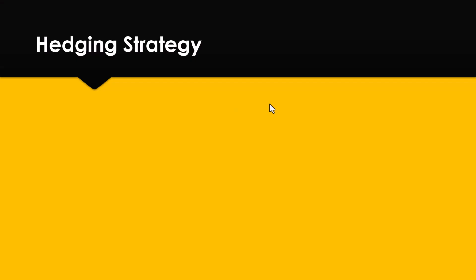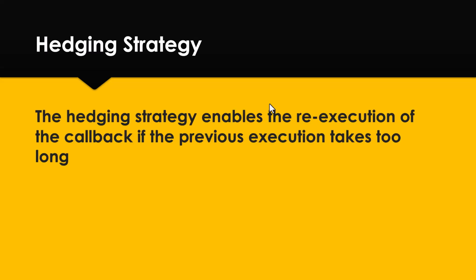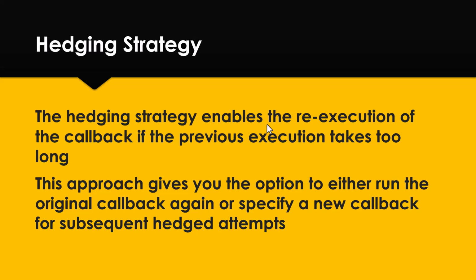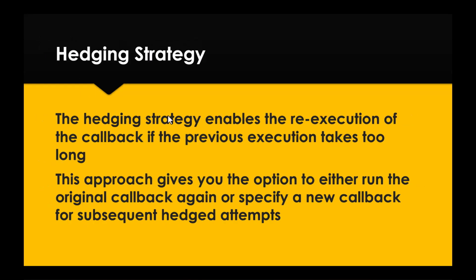Let's introduce the hedging strategy. The hedging strategy enables the re-execution of the callback if the previous execution takes too long. This approach gives you the option to either run the original callback again or specify a new callback for subsequent hedged attempts. To make this matter clearer, let me show you the sequence diagram from the documentation website.